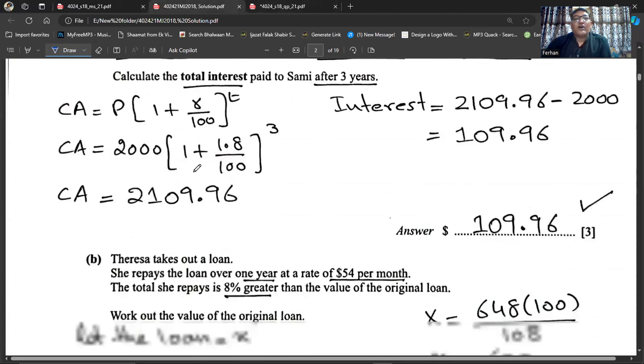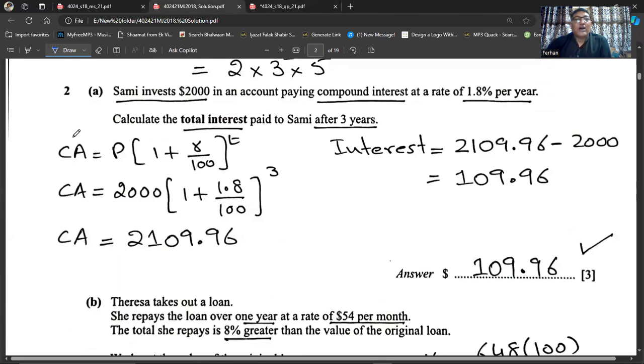We know the formula for the compounded amount. The formula is P bracket start 1 plus R divided by 100 and whole raised to power T, where P is the principal amount, R is the rate and T is the time period. So 2000 bracket start 1 plus 1.8 divided by 100 bracket close raised to power 3. When you do this in your calculator, you get $2,109.96. The principal amount is $2,000 and the amount at the end of 3 years is $2,109.96.